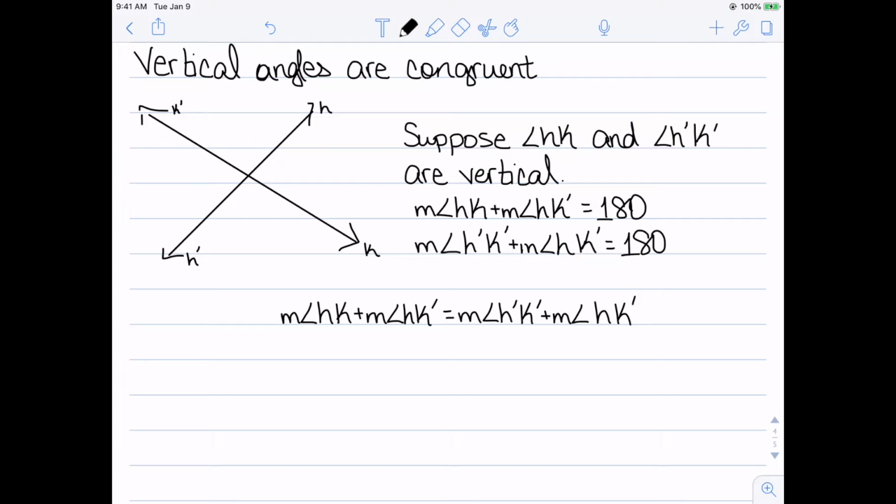Since they're both equal to 180, I can set them equal to each other. And since these are just numbers, I can subtract the measure of angle HK prime from both sides. That gives me the measure of angle HK is equal to the measure of angle H prime, K prime. And since their angle measures are the same, they must be congruent.